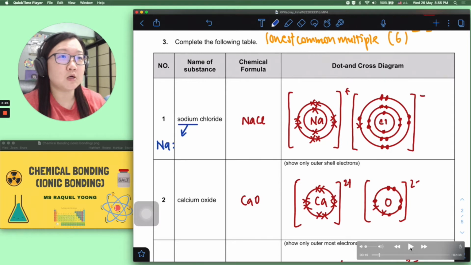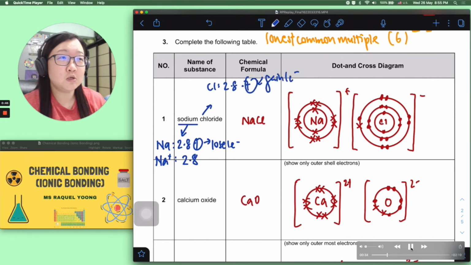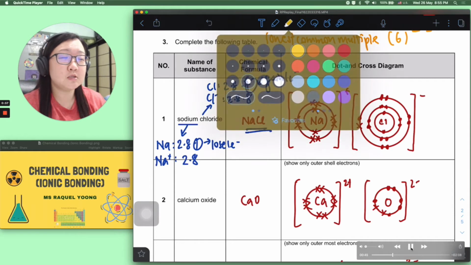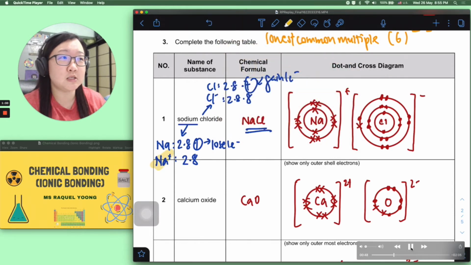If you look at the metal component here, we're looking at sodium, which has an electronic configuration of 2.8.1. So it will lose that 1 valence electron to form Na+ with the stable octet 2.8. Chlorine, on the other hand, is 2.8.7. So it will gain one electron to form Cl-, which will then also have the stable octet of 2.8.8. So in this case, Na+ and Cl- cancel out nicely, so our chemical formula is NaCl.